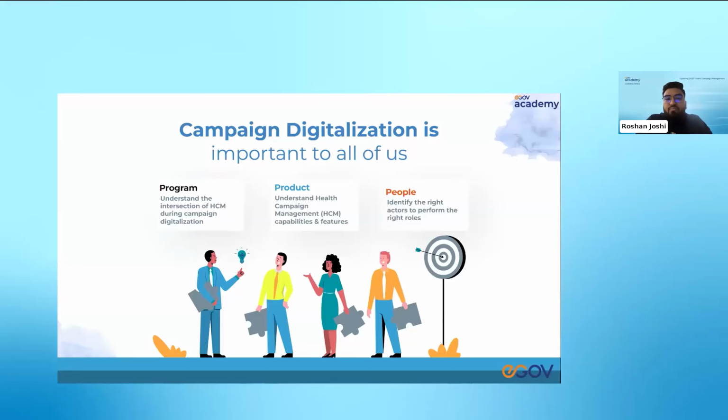What we have done is split campaign digitalization into three different parts. One is the program, the second is the product, and the third is people, who are none other than the beneficiaries who are served by these campaigns. As for the product, HCM stands for Health Campaign Management. We'll talk in further detail about what it has to offer. Programs are basically the countries that drive these campaigns to serve the beneficiaries and the targeted population. And people are the ones who collaboratively work to achieve that outcome.